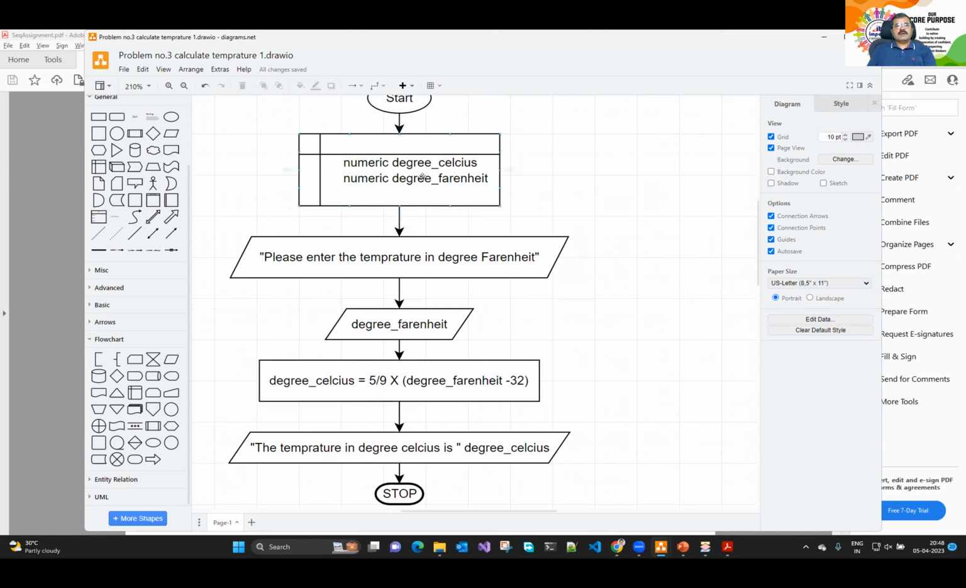Simplest one, we define two variables. We accept the temperature in degrees Fahrenheit, and we accept what kind of temperature we would like to have. Then we calculate 5/9 into that symbol, which was very important, into degrees Fahrenheit minus 32. We get the answer, that is degrees Celsius. Then we say the temperature in degrees Celsius is so and so, and then we stop.